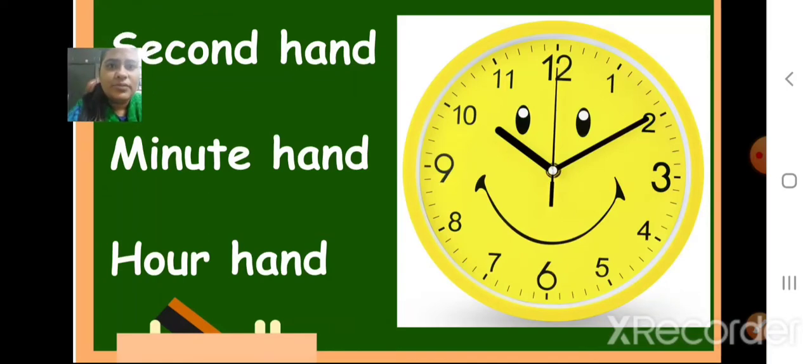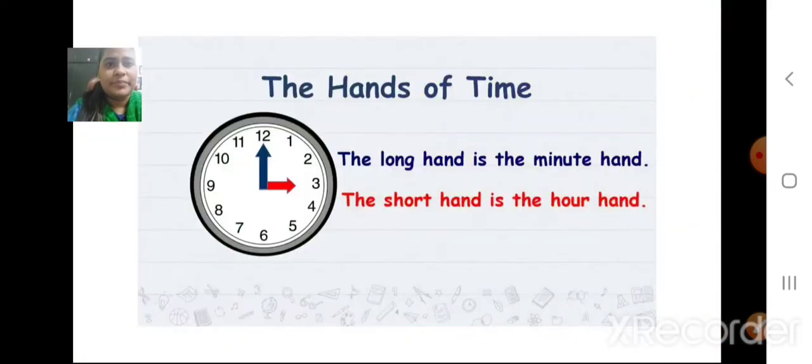In a clock, if you have seen children, there are 3 hands. One is the second hand, then the minute hand and then the hour hand, right? The hour hand is the shortest one and the minute hand is the longest one. Whereas you can see the second hand, it moves very fast. That is the second hand, right?